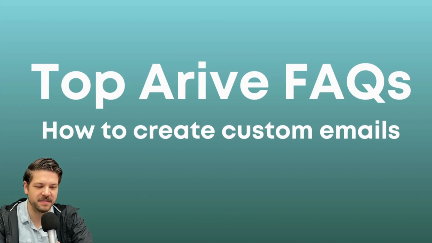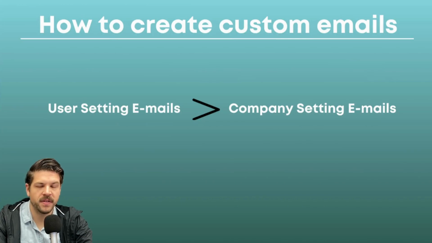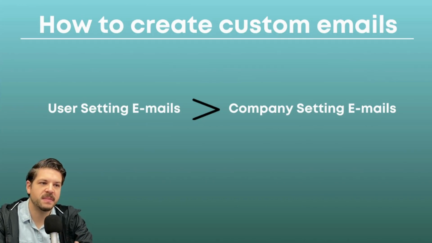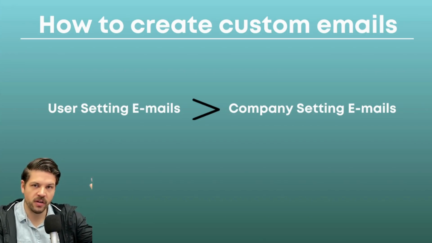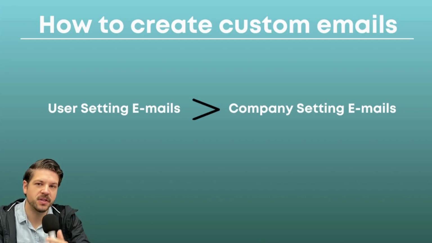So let's get started. The first thing to be aware of when you're customizing an email in Arrive is there's two types of emails you can customize. You can customize the overall company settings, or you can customize the user settings. I recommend doing the user settings because those trump the company settings. If you have custom user settings, those are the emails that are going to be sent out. So I'll show you how to do that.